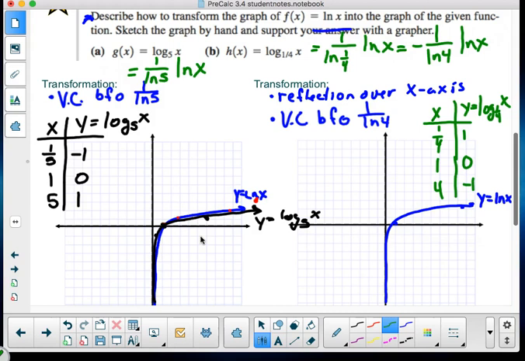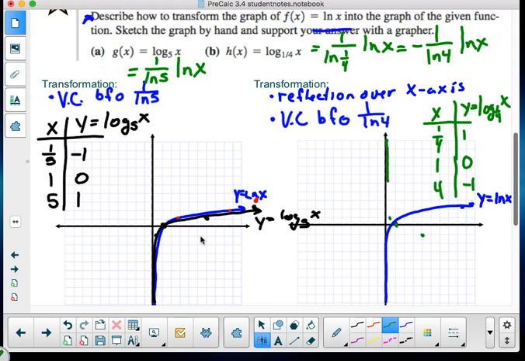I put in 16, I get -2. So over here, I've got 1/4. 1/4, I got 1. Where's my 1/4? I got 1. Okay, I got 1, 0. I've got 4, 1, 2, 3, 4, -1.